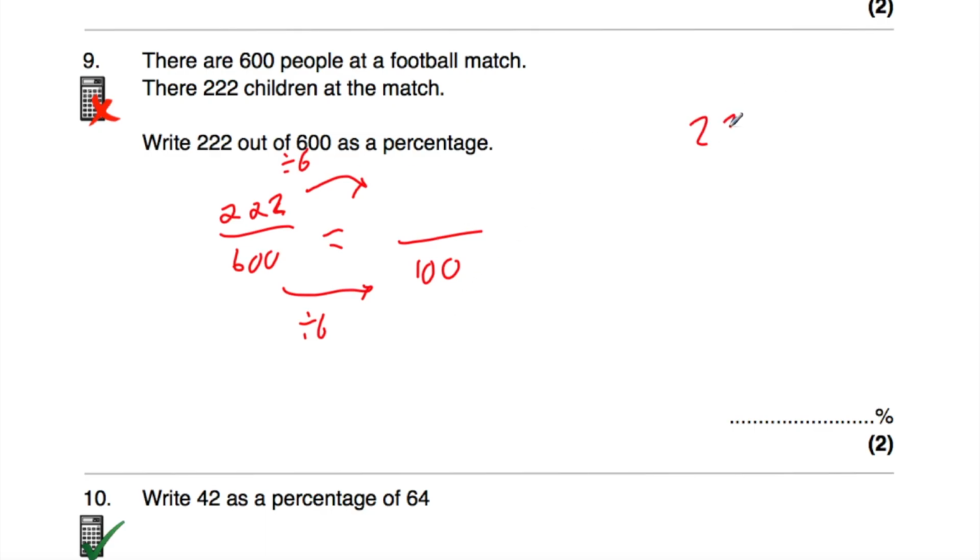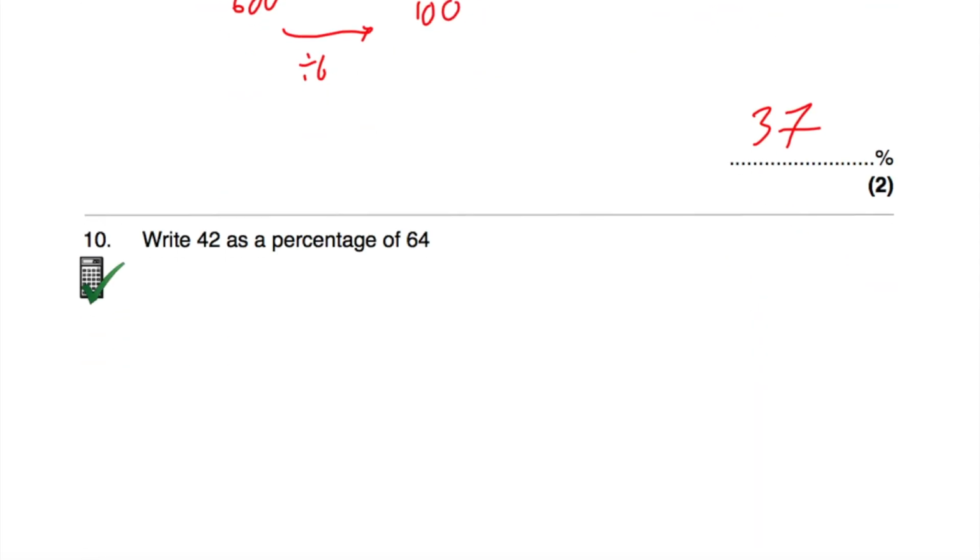So let's try 222 divided by 6. So how many 6's go into 2? 0, remainder 2. How many 6's go into 22? That would be 1, 2, 3 is 18, remainder 4. And how many 6's go into 42? That's 7. So that would be 37 out of 100. And then we've been asked to write as a percentage, that's going to be 37. So that's going to be, because it's 37 out of 100, that's going to be 37%. And that's it. Okay, question number 10.